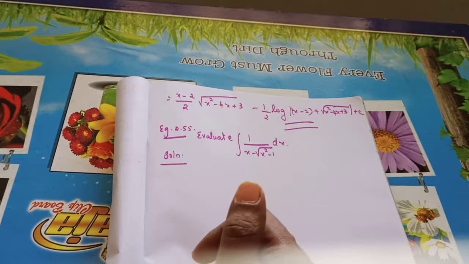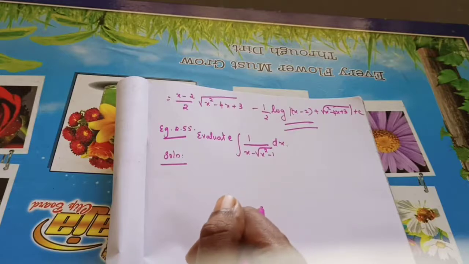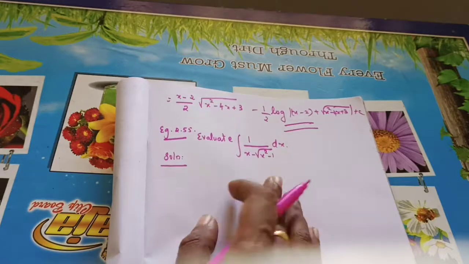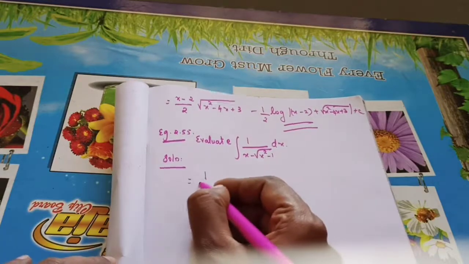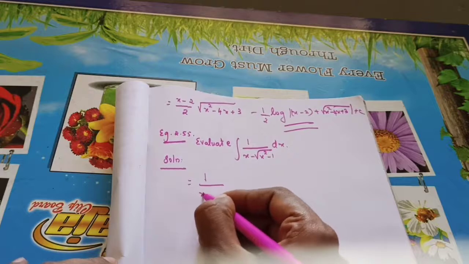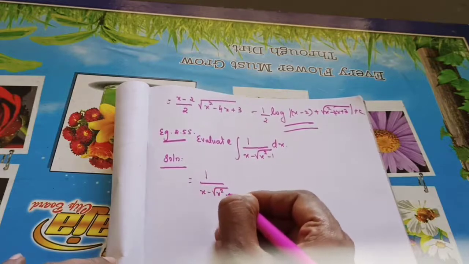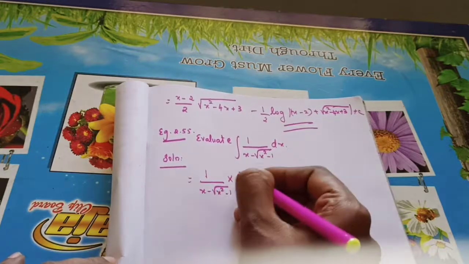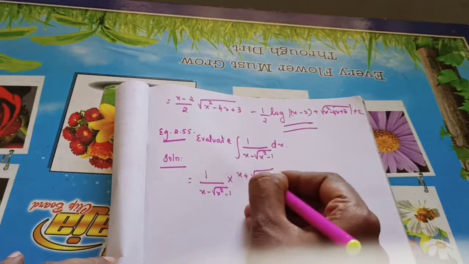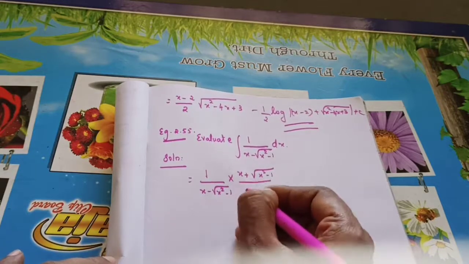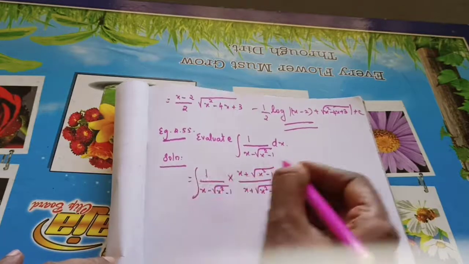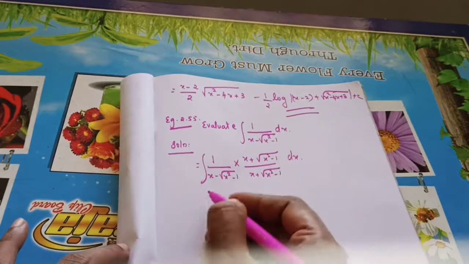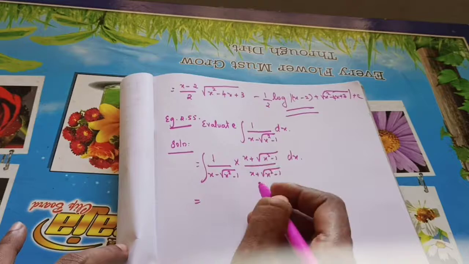You have any idea how we will do this? You can rationalize, is it right? So this one we need to rationalize. So how we will rationalize 1 by x minus square root of x² minus 1. Here minus, so plus symbol, is it right? Plus square root of x² minus 1 divided by x plus square root of x² minus 1 dx. Carefully you need to do. So here it is minus, so plus plus.